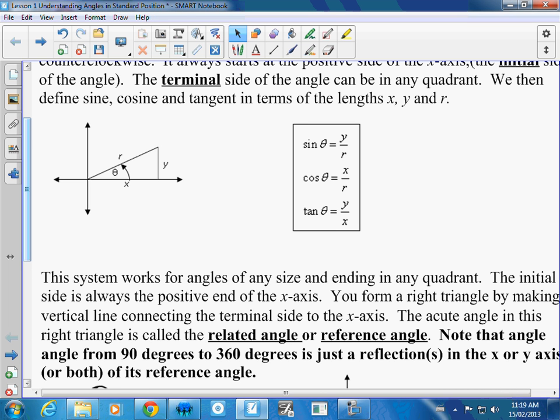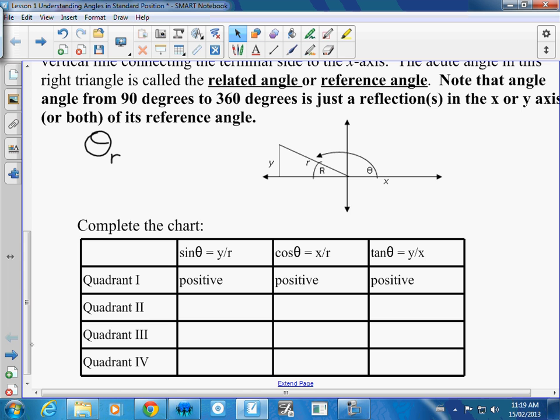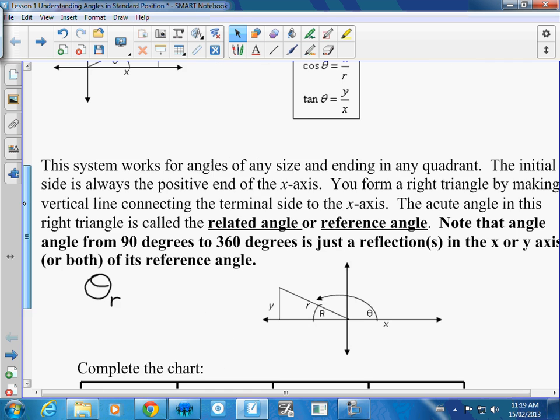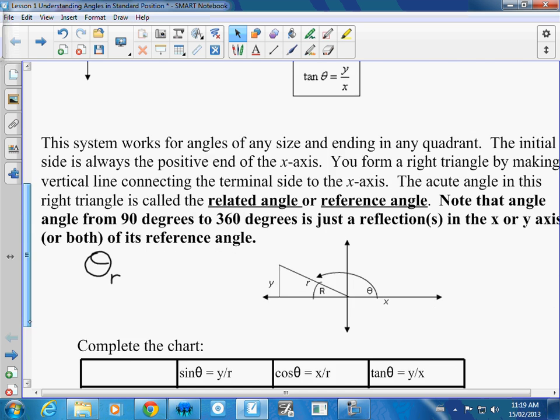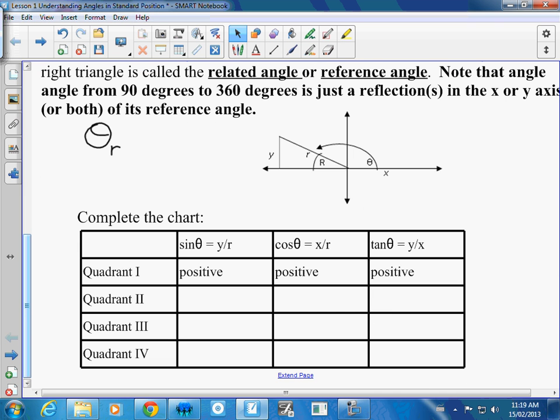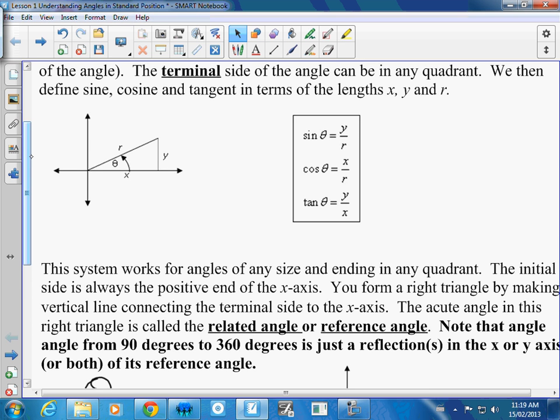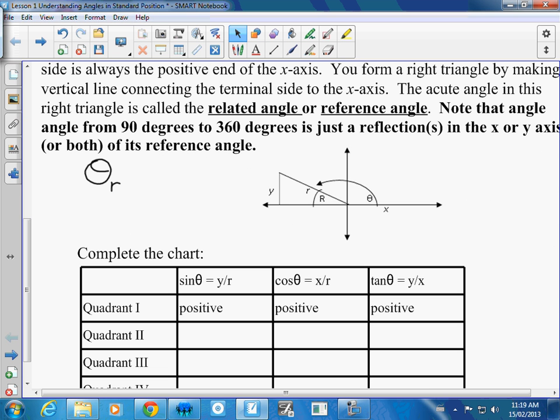So, in this first one, is sine positive or negative? Positive divided by positive is going to be positive. And that's what we have there. Okay. Let's talk about cosine. Cosine, positive divided by a positive, which gives you a positive. And tangent, positive divided by positive, which gives you a positive. Oh, well, that's really easy then. In quadrant 1, are they all positive? Every single time we do it. Cosine, sine, or tangent.